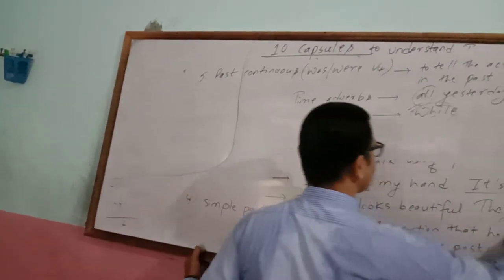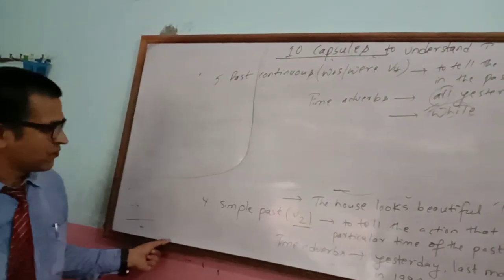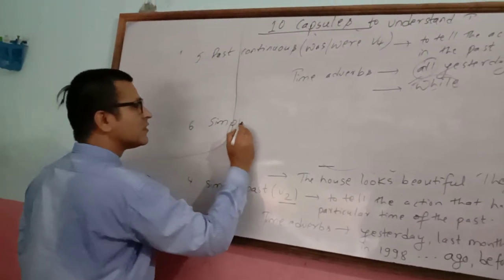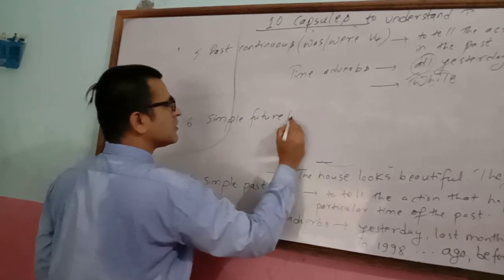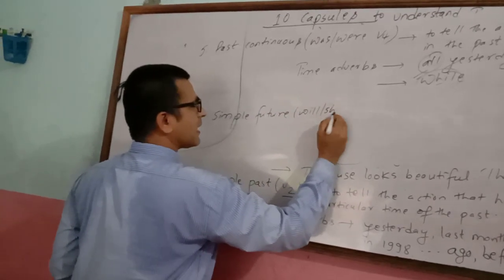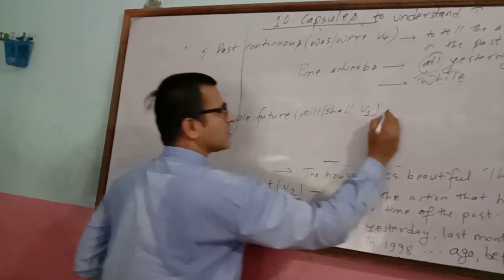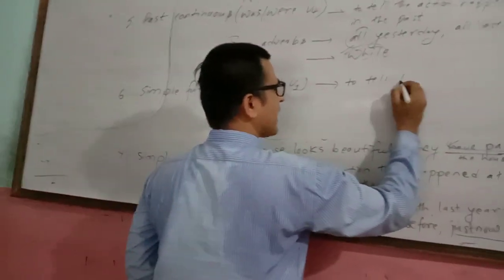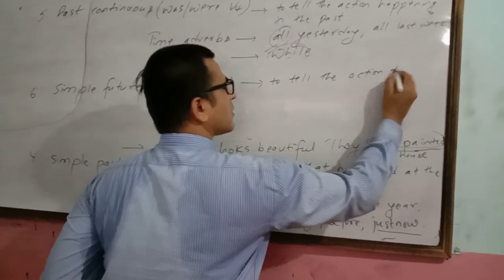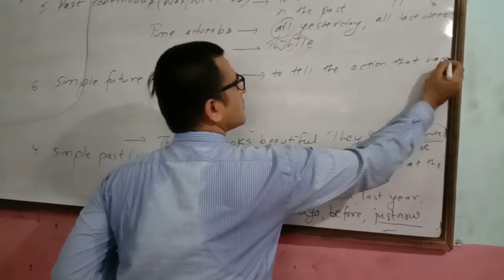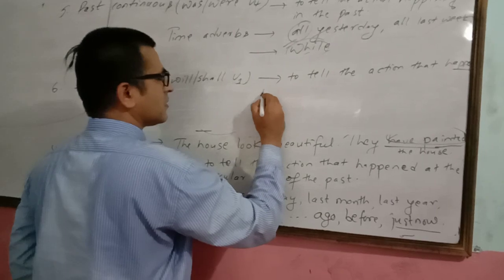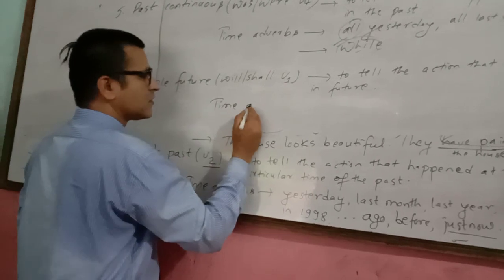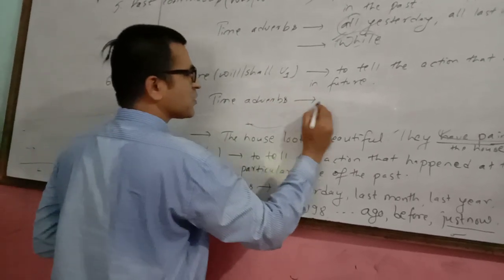Now let's go to capsule number 6. And it's simple future. Okay? Simple future: will, shall, be one. Very simple means to tell the action that happens simply, to tell the action that happens in future. For example, time verbs, don't forget. Time verbs, future time verbs, you know that.